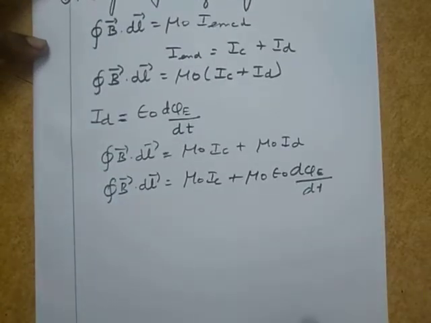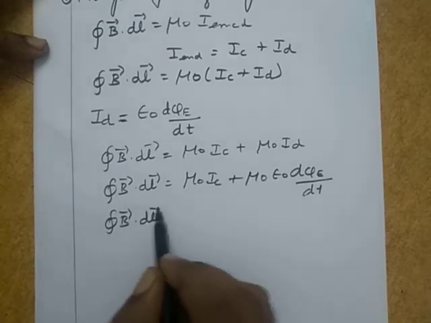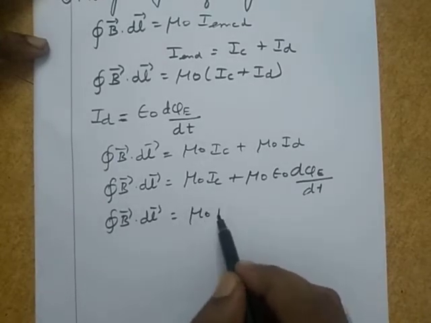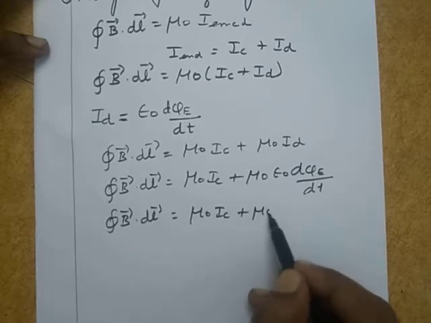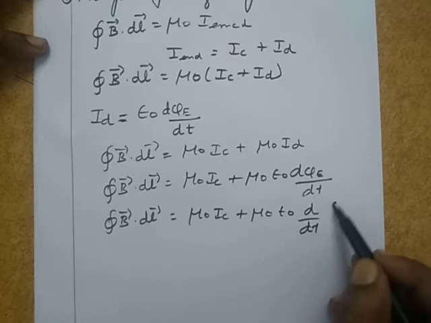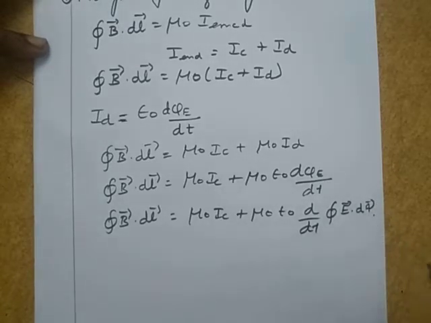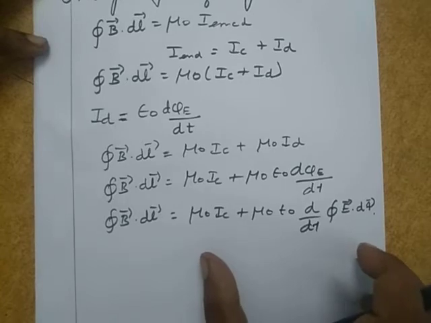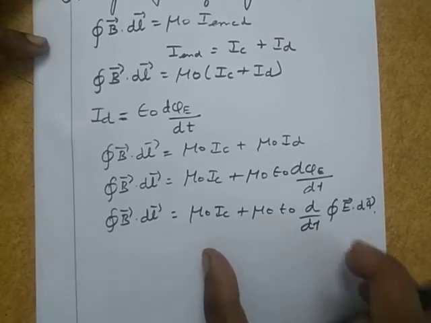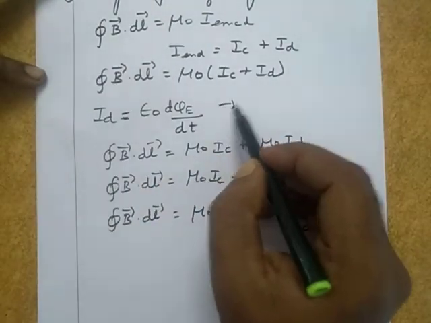We can modify this equation also: the closed integral of B vector dot dl vector is equal to mu naught IC plus mu naught epsilon naught d by dt of phi, where phi becomes the closed integral of E vector dot dA vector. This is the modified form of Ampere's circuital law, or the Ampere-Maxwell law. This is the displacement current.